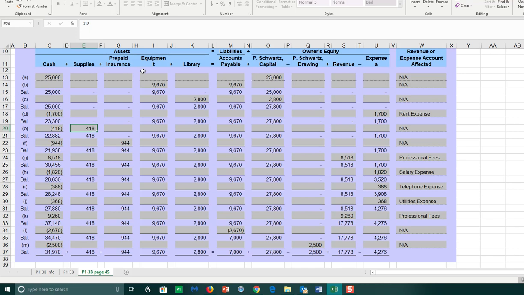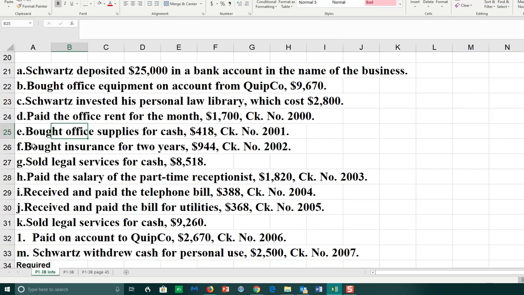$418. Notice in this case that only assets were affected. One asset went down, cash, and another asset, supplies, increased by the same amount. F, the business bought insurance for 2 years, $944. So the business is using its cash, $944, and they're paying for insurance.